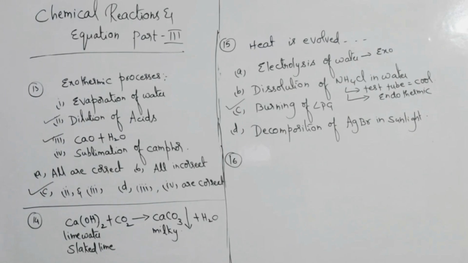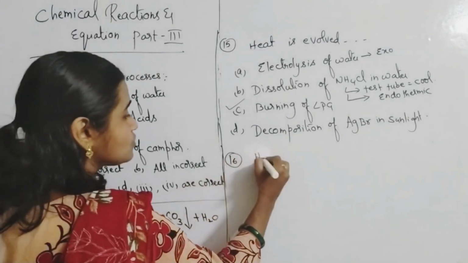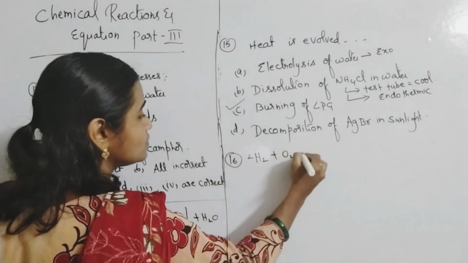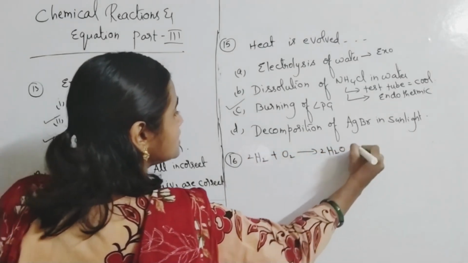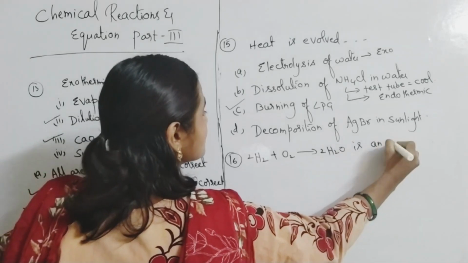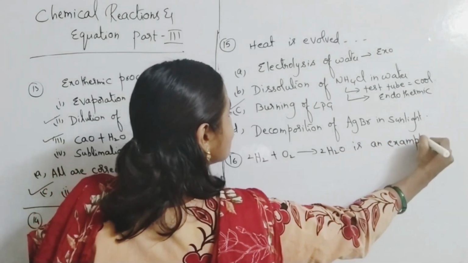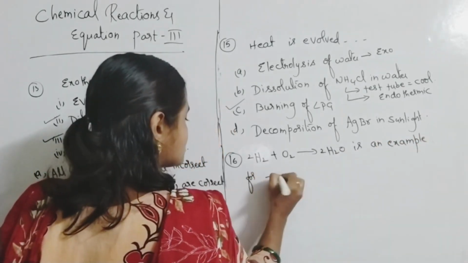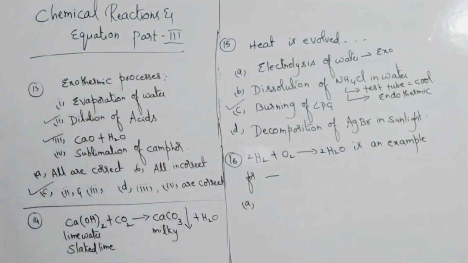The reaction of H2 gas with oxygen to form water is an example of dash. 2H2 plus O2 gives rise to 2H2O. This is an example for dash. Options: combustion reaction, redox reaction, exothermic reaction, all the above. That is the option given to you.